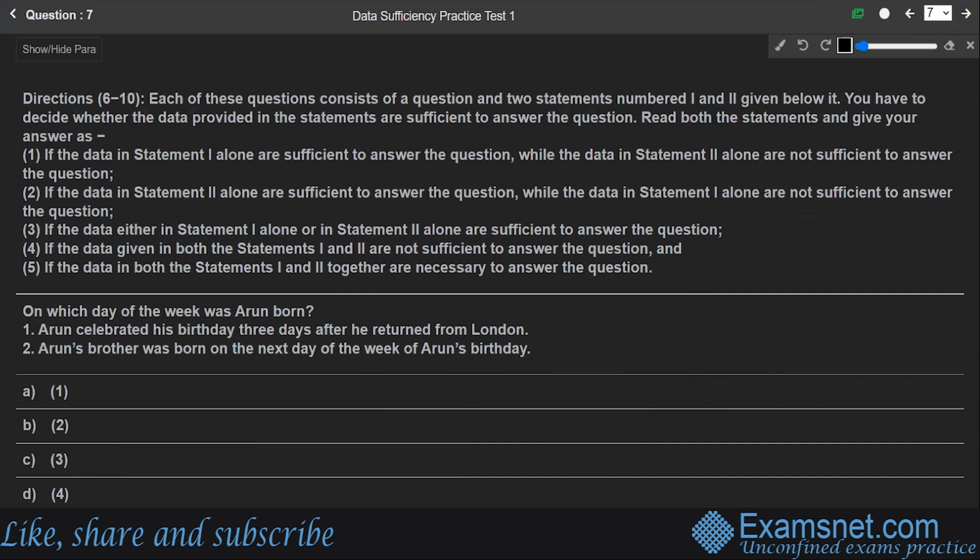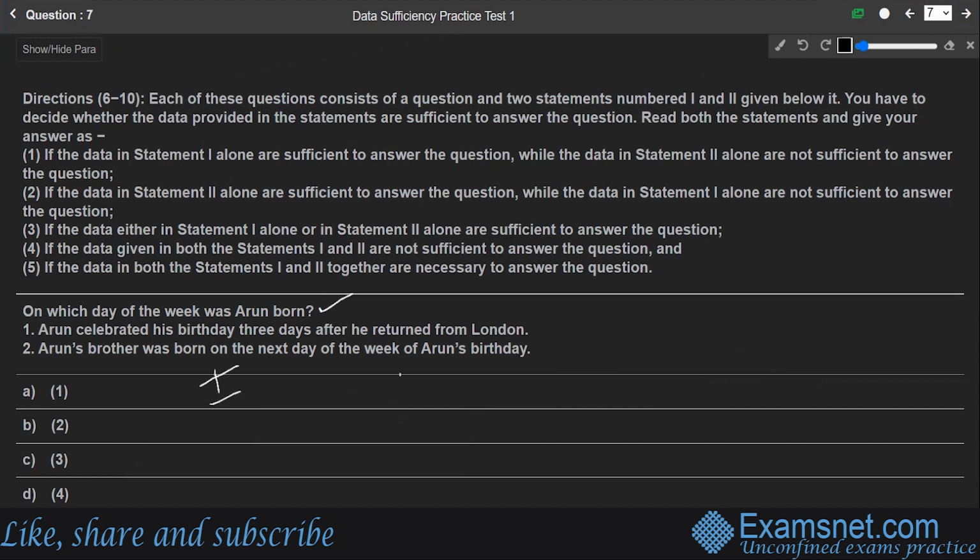Now, let us see the question and which statement is sufficient to answer the question. We'll verify that. He's asking on which day of the week was Arun born? That is the question. Let us see the first statement alone. Arun celebrated his birthday 3 days after he returned from London.